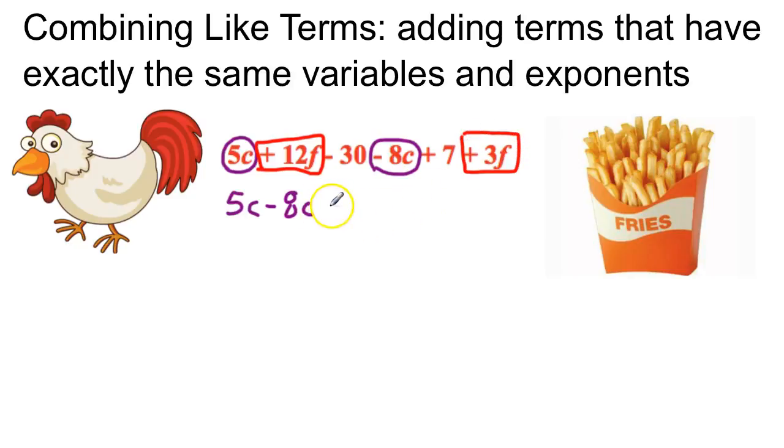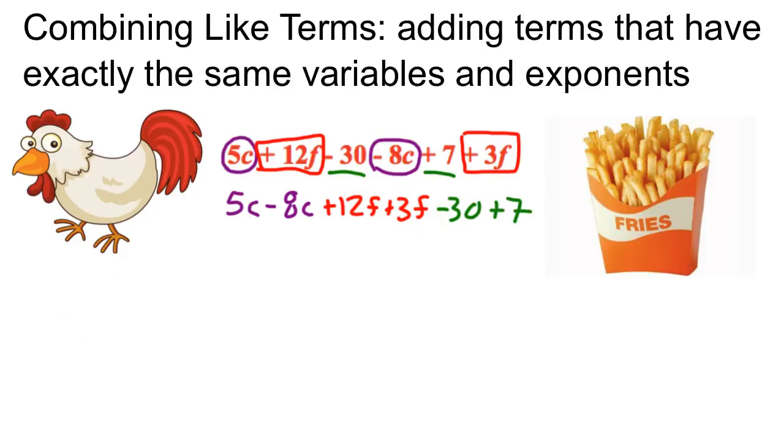So I want to combine the F's. So plus 12F plus 3F. Okay, let me do the numbers now. And I'll just underline in green minus 30 and plus 7. They don't have any variables attached to them, but I'm going to combine those together. So I'll write minus 30 and we have plus 7.